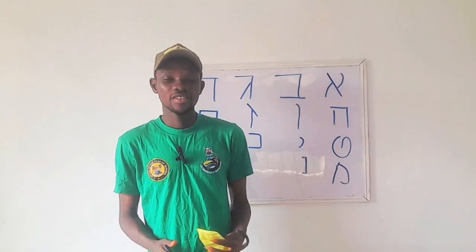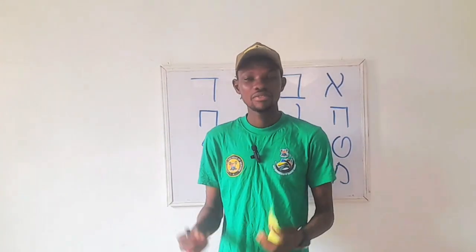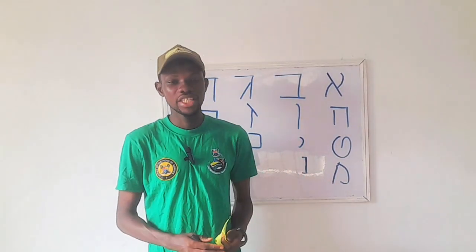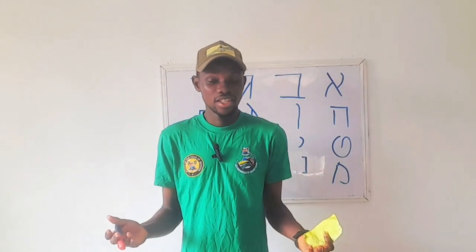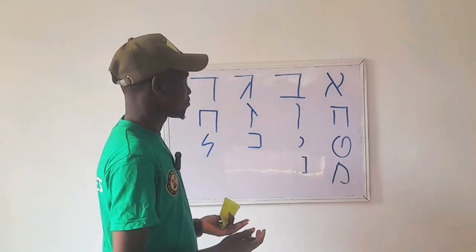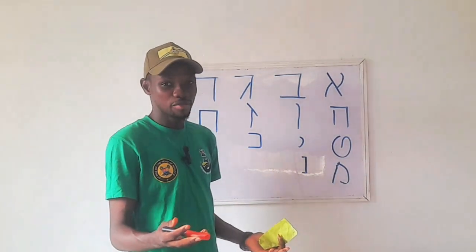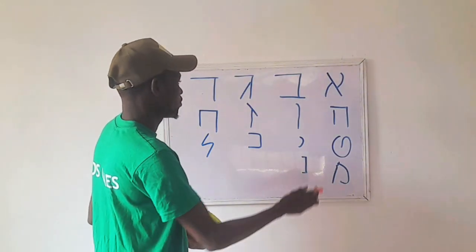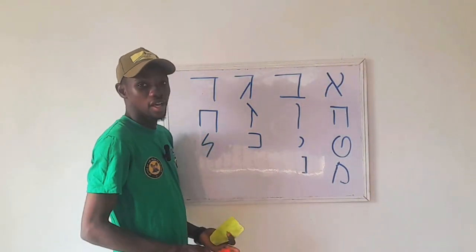I want to believe that you've been practicing the alphabet that we studied in our last class. We've learned about 14 letters in the Hebrew alphabet and I have them here on the board. I want to believe that you can remember them. So let's go together. Number 1 is what?